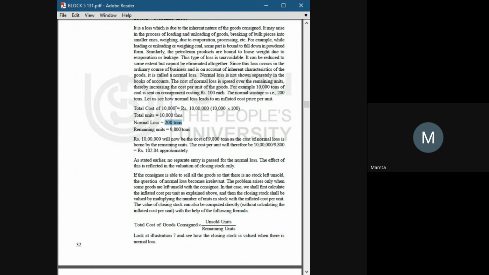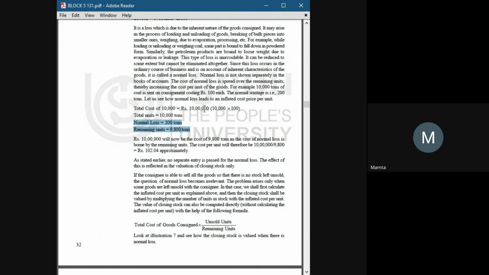So this value remains for 9,800 tons, not for the 10,000 units. This remains for these 9,800 tons only, and the cost per unit will therefore be 10 lakh divided by 9,800, and the amount per unit will be 102.4 approximately.